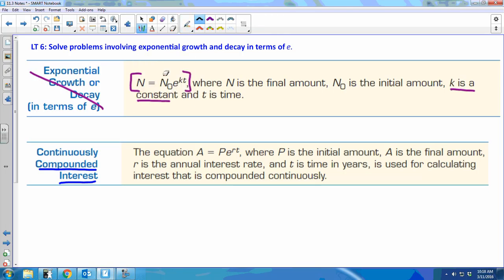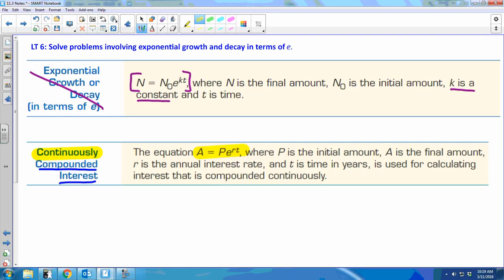Here, specifically, you have to have continuously compounded interest. If it says compounded quarterly, you still have to use the equation from Learning Target 5. If it says compounded continuously, you have to use this equation. All right? So again, same values as before.